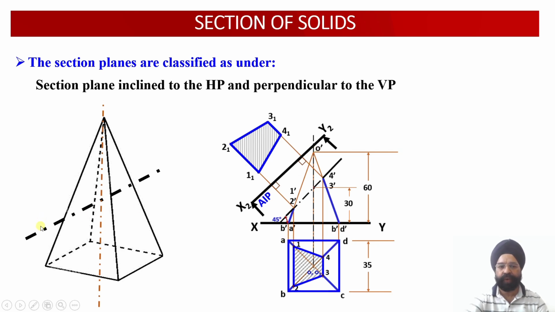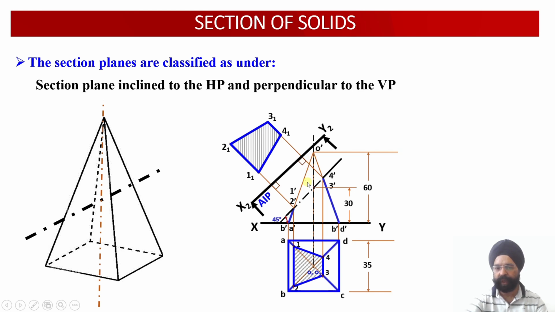Now as we have seen over here, this solid is being cut by this cutting plane which is inclined to HP and perpendicular to VP, that is, AIP. So we are going to get, you see, 4 points of intersection over here. So the 4 points of intersection corresponding to the 4 slant edges of the square pyramid will be observed. But when we look at the front view of this particular cut solid, the edge view of this cut surface is visible over here.